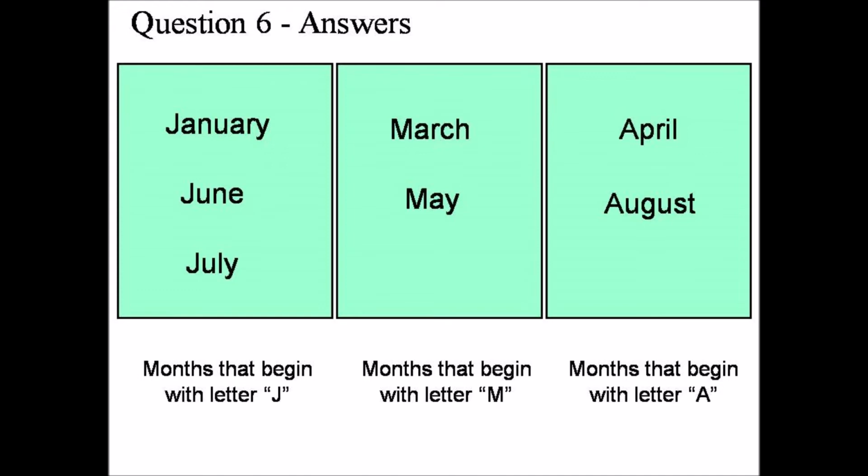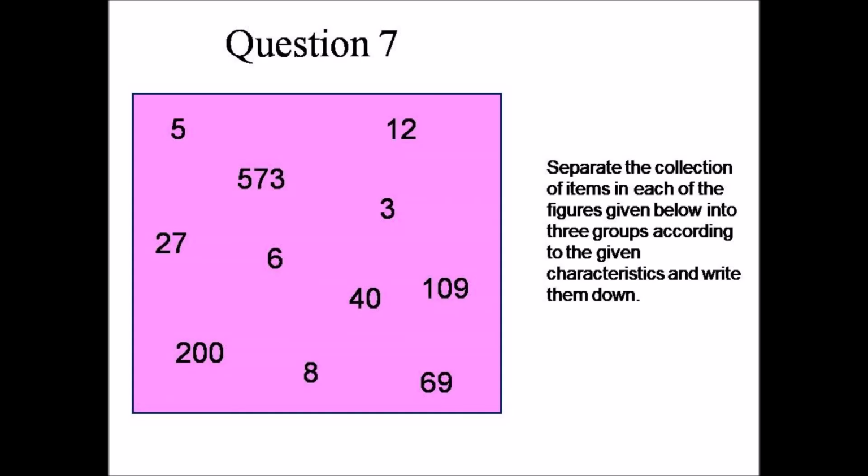And when we look at the months March and May, their first letter is M. And in the months of April and August, the first letter is A. In that way, you can separate these months into three groups. And under these groups, you must write the names like this. In this example, children, you are given a few numbers. How can we categorize these numbers into three groups?